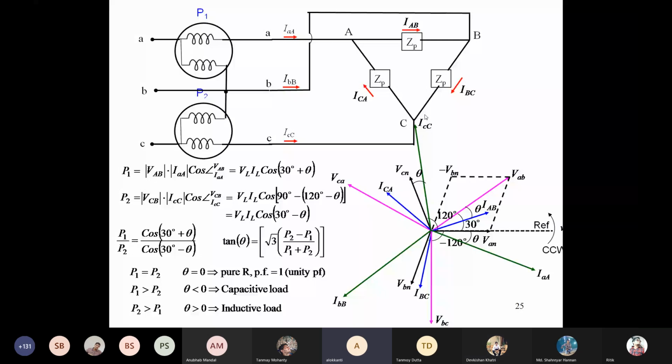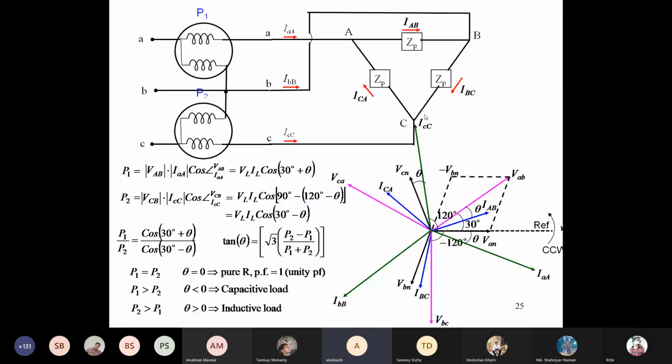This formula is actually very important: tan theta equal to root 3 (P2 minus P1) by (P1 plus P2). There will be a lot of problems in the books using 3-phase power measurement by the 2 wattmeter method. Very important method. Obviously balanced load. So you have to correctly remember this formula.